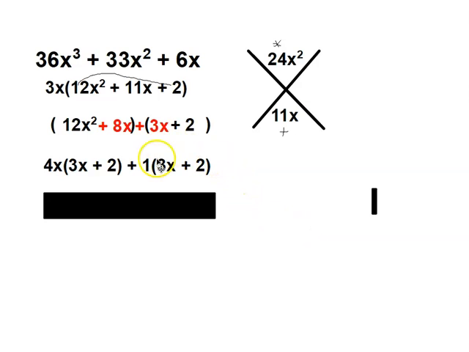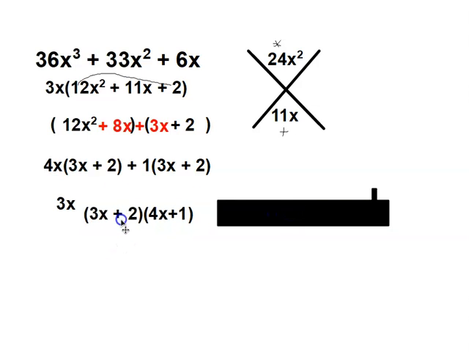Now you're ready to write 3x plus 2 in one parenthesis, 4x plus 1 in the other parenthesis, and do not forget to bring down the 3x. So final answer: we have 3x plus 2 twice. It came down as one parenthesis. 4x plus 1 was what was left. And in my original problem, when I took out the GCF, I cannot forget about it. This is my final answer.